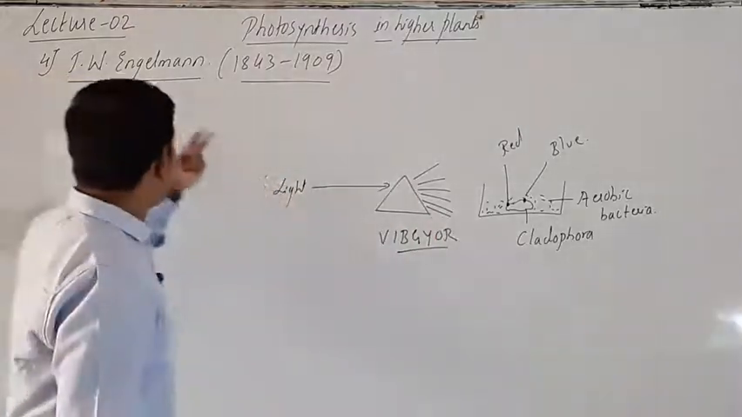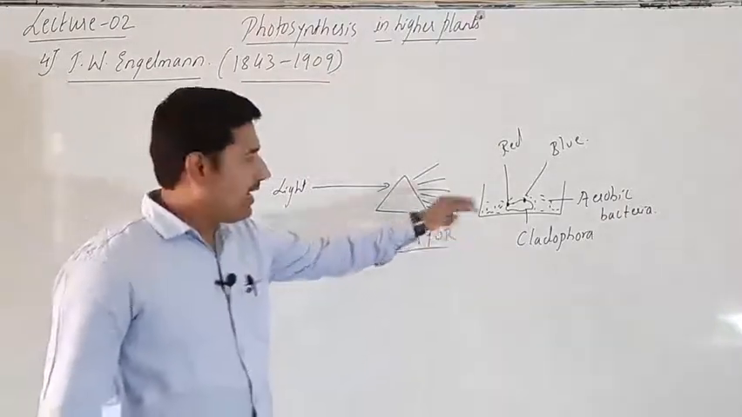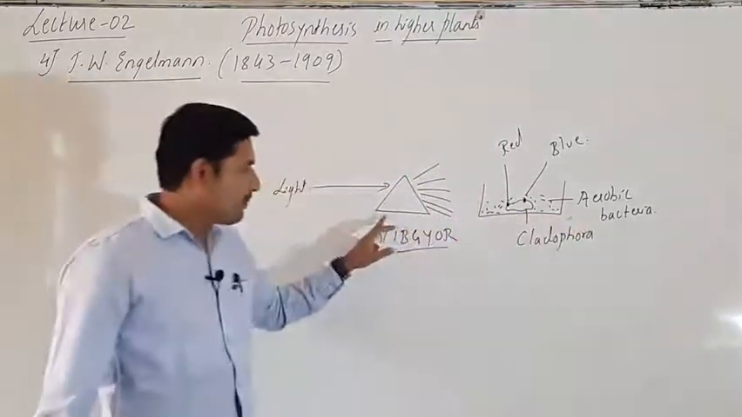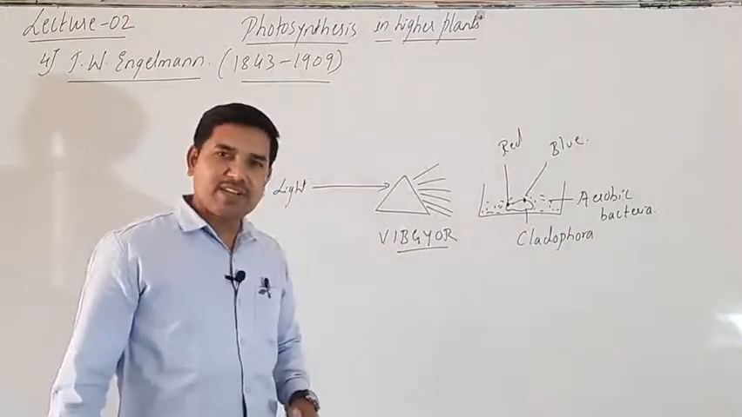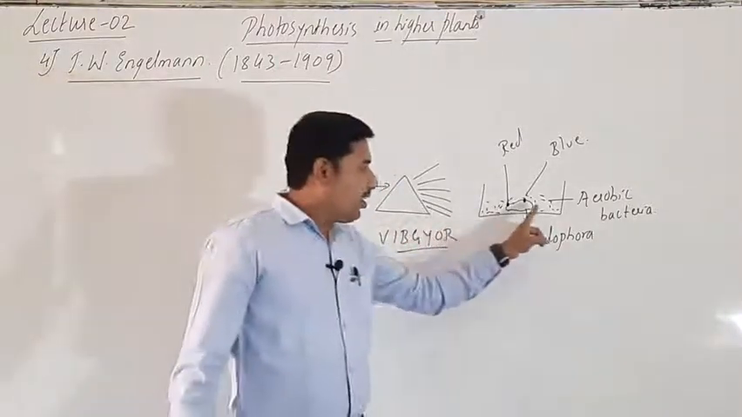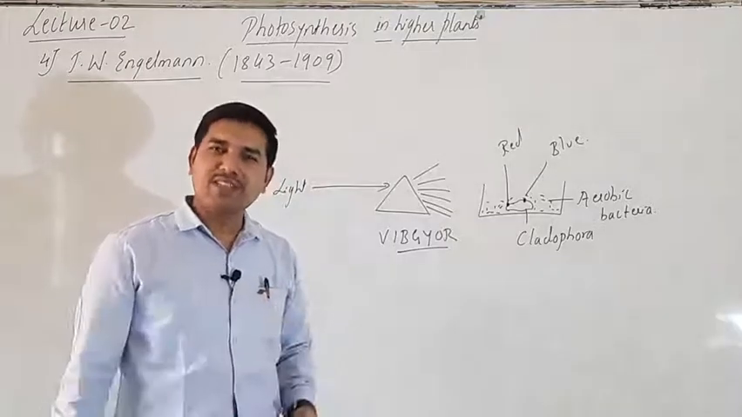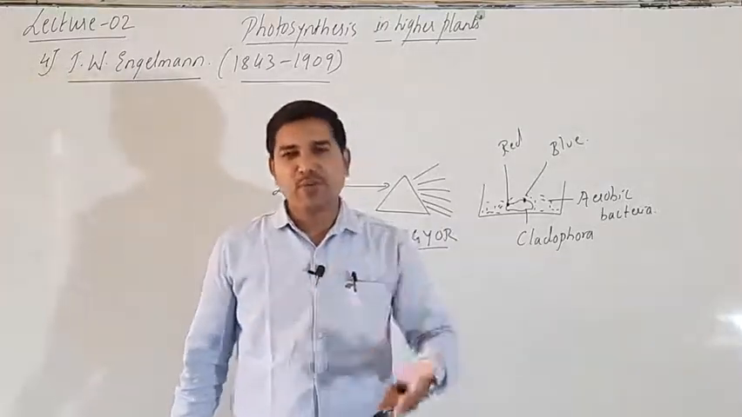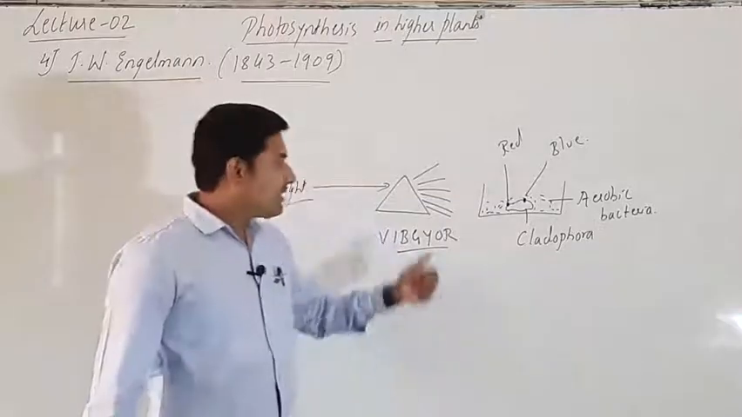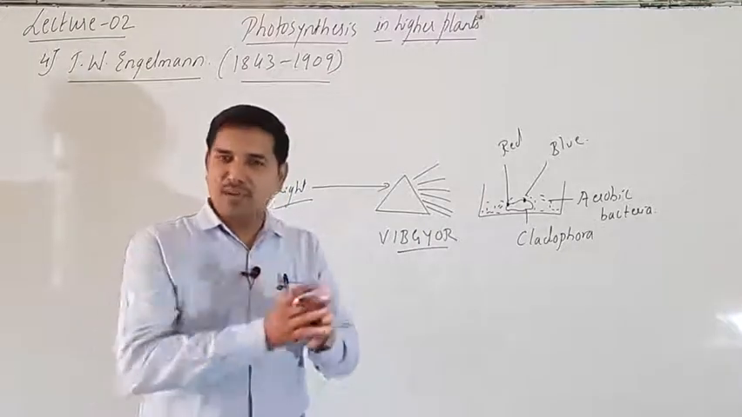So what T.W. Engelmann did is expose the alga Cladophora, placed in a suspension of aerobic bacteria, to light from a prism, where the white light, the visible spectrum of light, got split into VIBGYOR. Oxygen was released at the red and blue wavelengths of light, and the microbes accumulated there. That means he showed that the visible spectrum of light is required for photosynthesis, and especially the red and blue wavelengths are very necessary for the process of photosynthesis. This was the conclusion. Okay, so T.W.